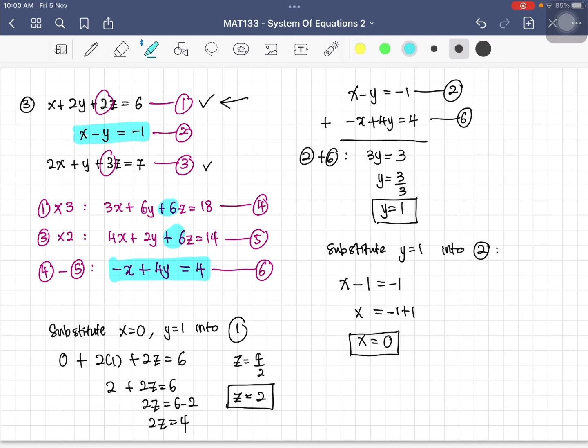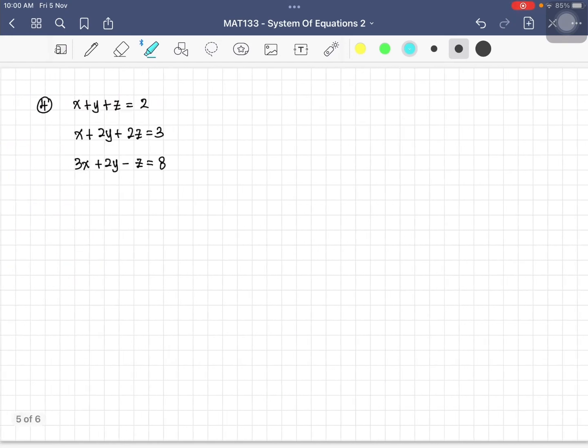Now we have already obtained the solutions where y equals 1, x equals 0, and z equals 2. Right? So we are done with the third example here. Let's now move to the last example for this video.